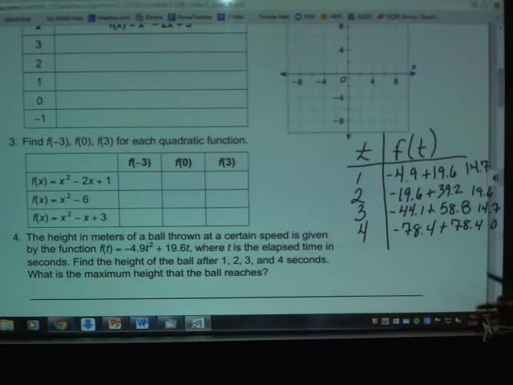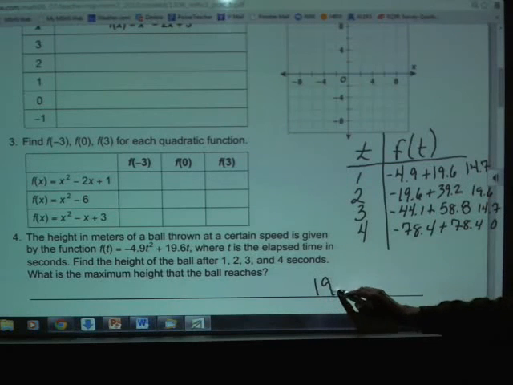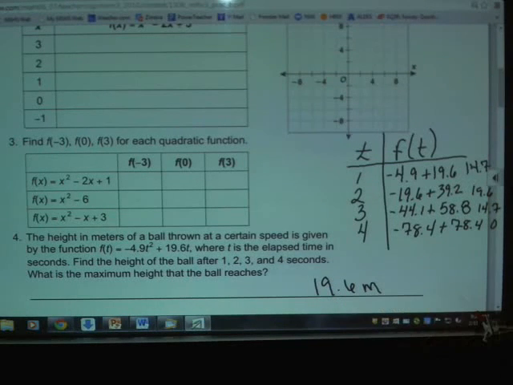So we found the height of the ball after 1, 2, 3, and 4 seconds. 1 second in, 14.7 meters in the air. 2 seconds in, 19.6 meters in the air. 3 seconds in, 14.7 meters in the air. 4 seconds in, that's 0, which means it's back on the ground. What is the maximum height that the ball reaches? Well, the highest point it's at here is 19.6. So the maximum height of the ball is going to be 19.6 meters.